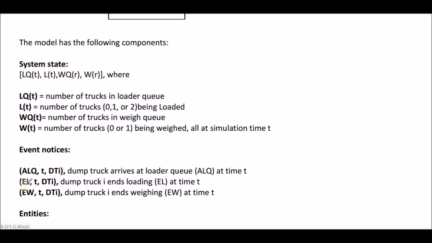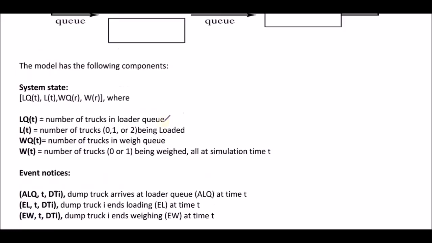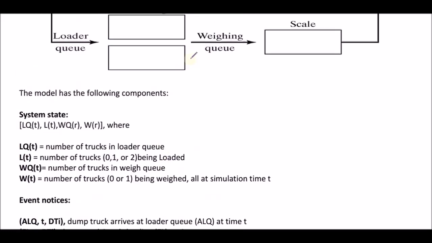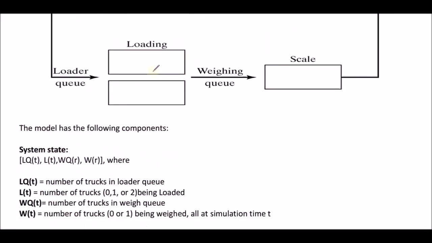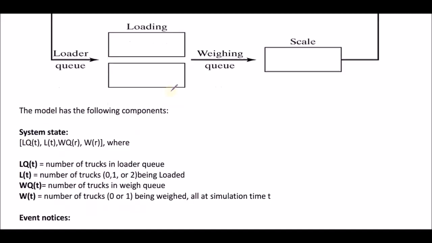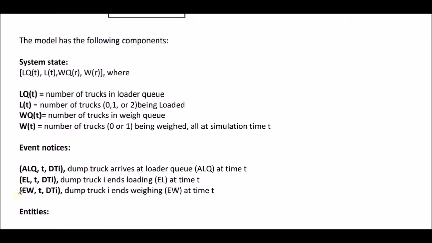Then the next event notice is EL, which means ends loading. That means which dump truck has finished its loading process. So after loading, one of the trucks is done with loading. This is another event, EL, with the time instance and which truck is responsible for it.